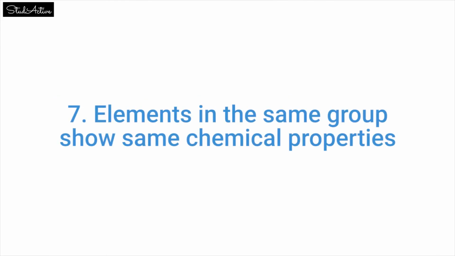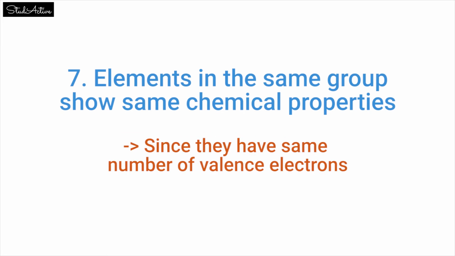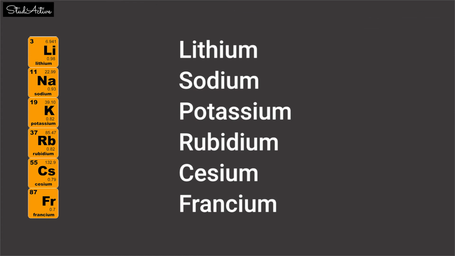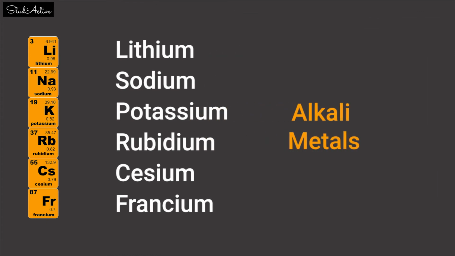Next point, elements in the same group show the same chemical properties. Since they have the same number of valence electrons, they will have the same valency, and hence their reactions with other elements will also be similar. So they will have the same chemical properties. Lithium, sodium and potassium and the others that follow them are all alkali metals. When they dissolve in water, they form strong alkalis.